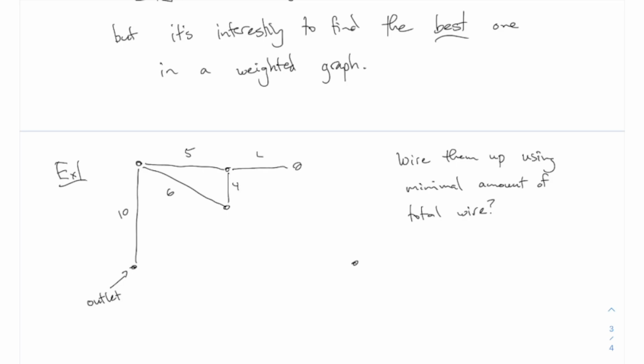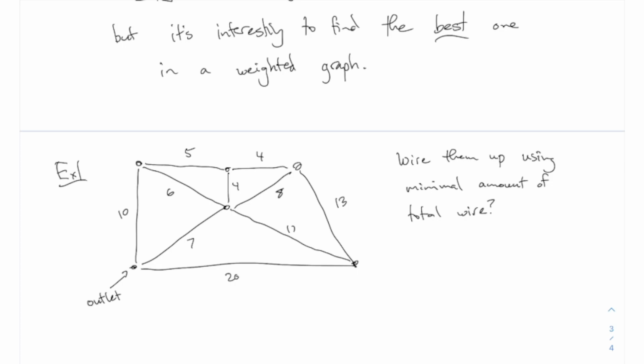Let's say these are distances in feet or something. That one is 8, that one is 13. Across the bottom here is 20. Say this is 7 and this is 12. Like that. All right?